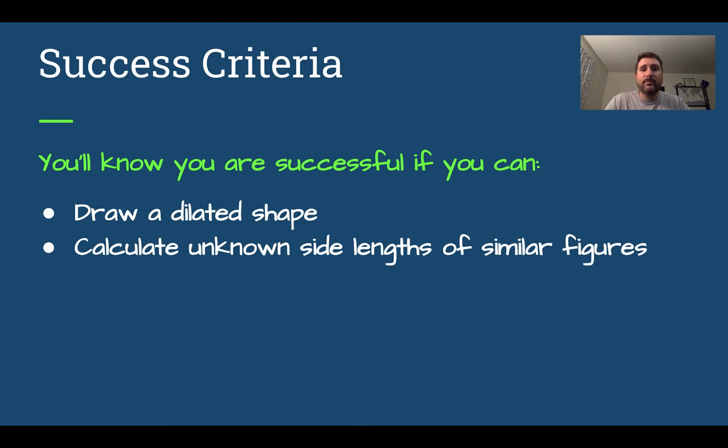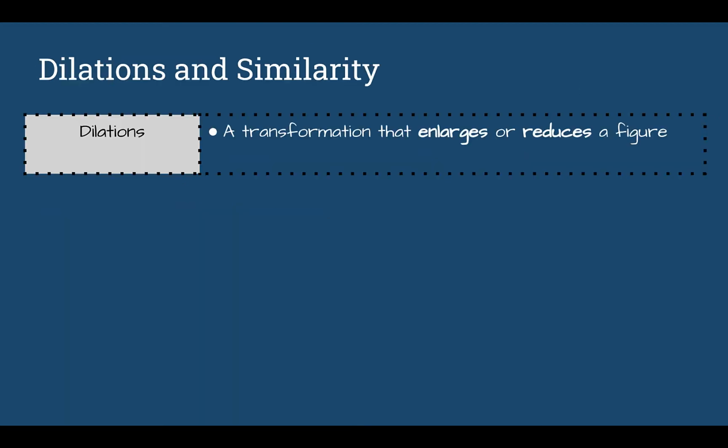similar figures. In the last lesson, we learned about rigid transformations, our translations, rotations, and reflections. In this lesson, we're going to be looking at a transformation that is not rigid because it changes the size. It's called a dilation. So a dilation is a transformation that enlarges or reduces a figure. So it's making it larger or smaller. The shape is going to look the same as it did before, just a different size.